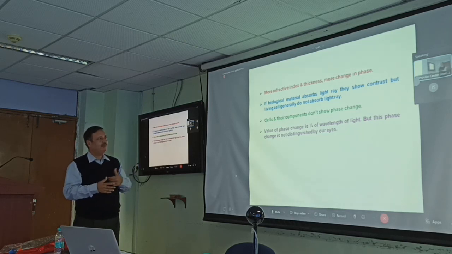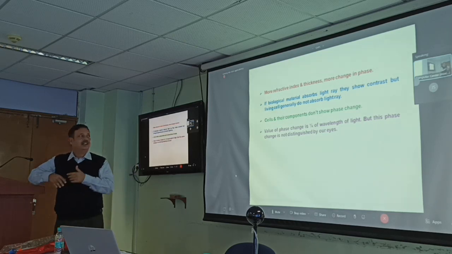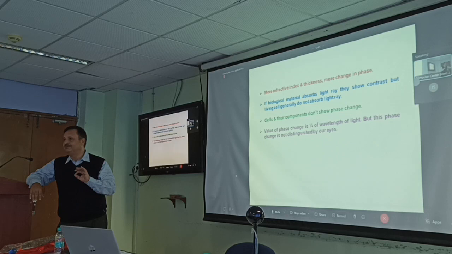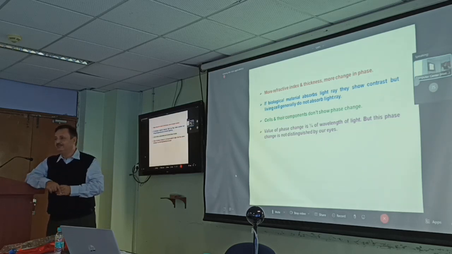If a biological material absorbs light rays, it shows contrast, but living cells generally do not absorb light rays. Cells and their components don't show much amplitude change. The value of phase change is 1/4 of the wavelength of light, but this phase change is not distinguished by our eyes. We are not able to see it. So what is the tool? How can we see them?